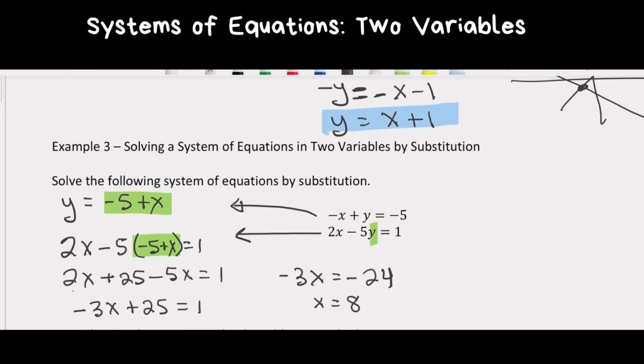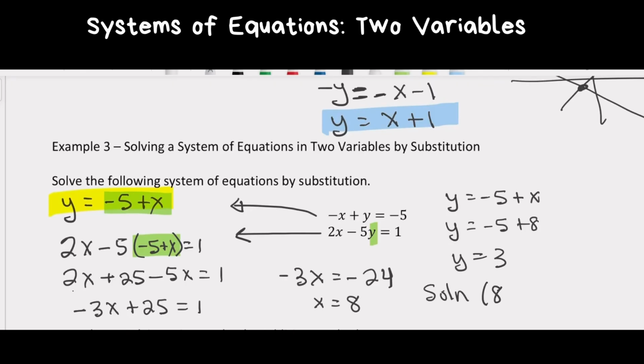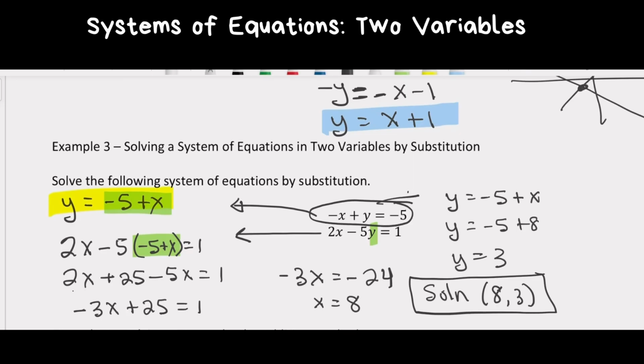It doesn't matter which equation you use. Okay. You could even come up here and use this one. Okay, and I actually might do that. If y is equal to negative 5 plus x, and I know x, I can plug it in, and I found my y. So that means the solution is 8 for x, 3 for y. Remember, it's always alphabetical.